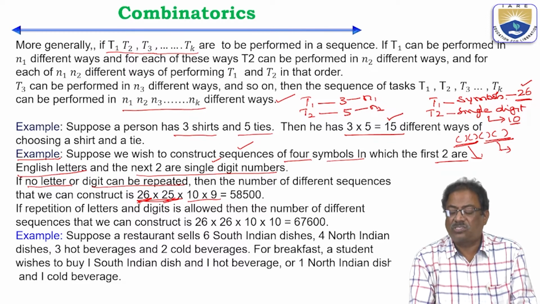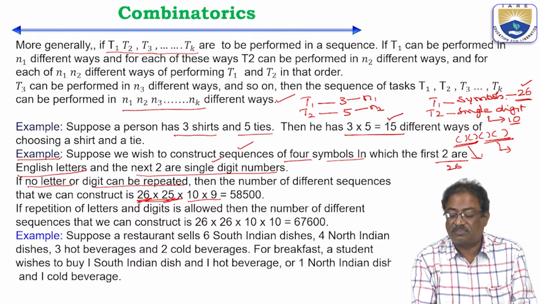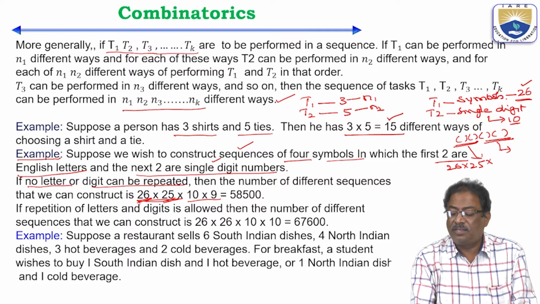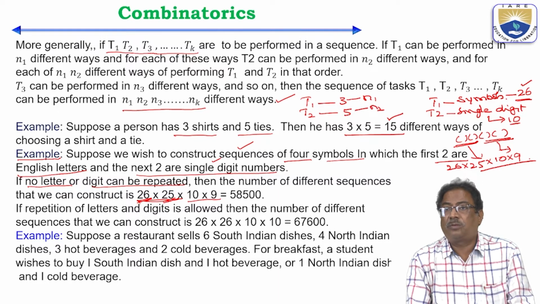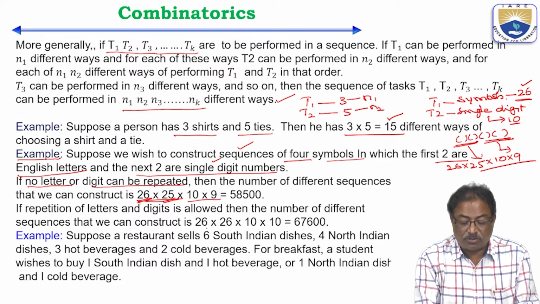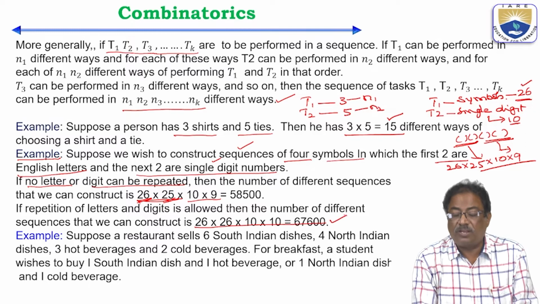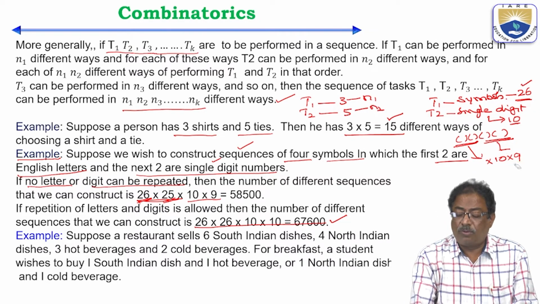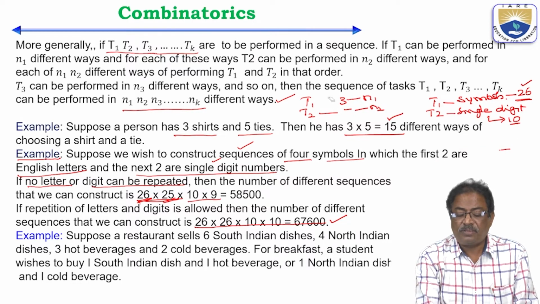So here repetitions are not allowed. The first one is 26 and the second one is 25, since that symbol we are not going to select again. Single digits, how many digits are there? 10 digits are there, and after selecting one digit, that digit will not be selected. So while selecting the second one, the possibilities are only 9. So we get these many ways. Now let us go for the other one.